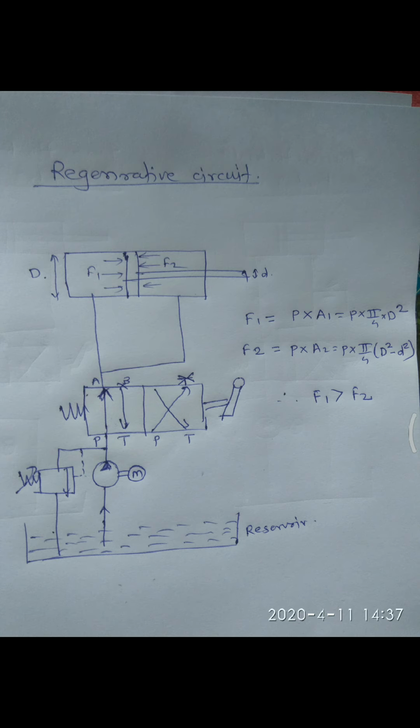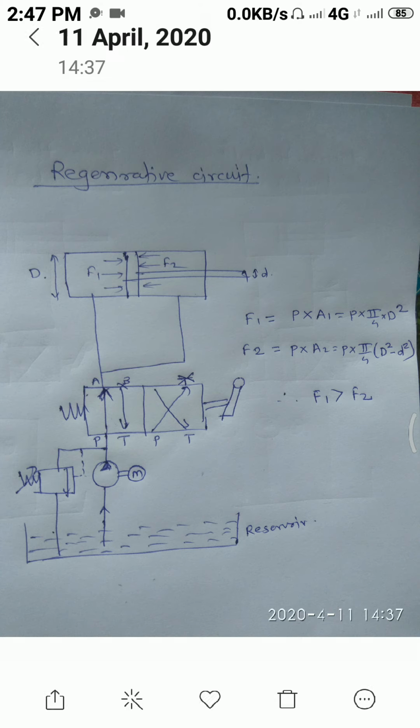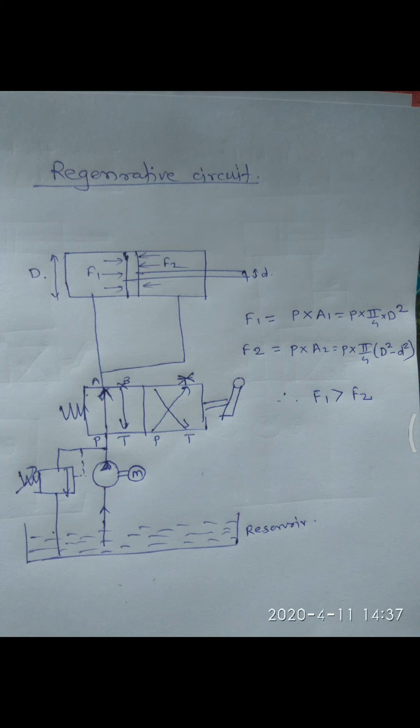In this simple circuit, the pump is attached to the motor, and a pressure relief valve is there. P is connected to A. Here the rod end side is not connected to the B port. B port is closed. That is why we can use a 3 by 2 direction control valve, meaning 3 ports and 2 positions. Now we will focus on the working.